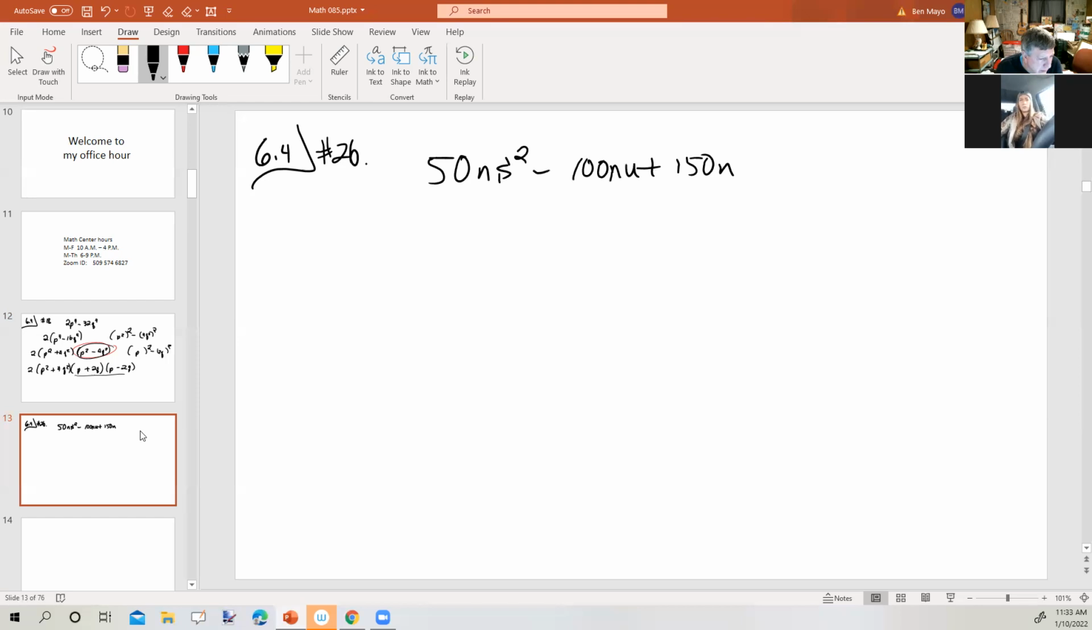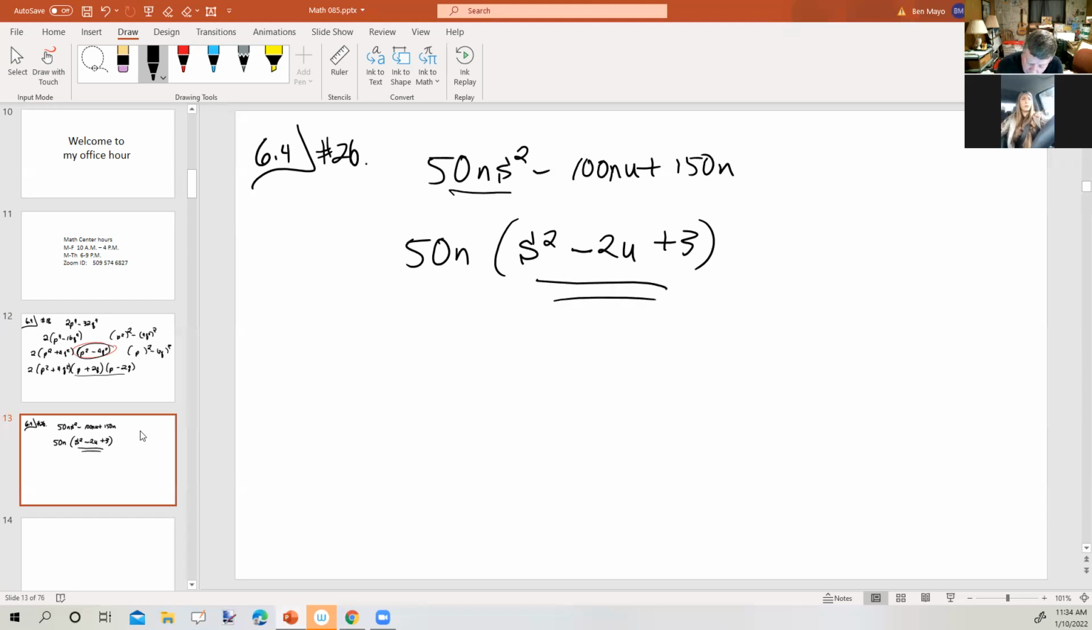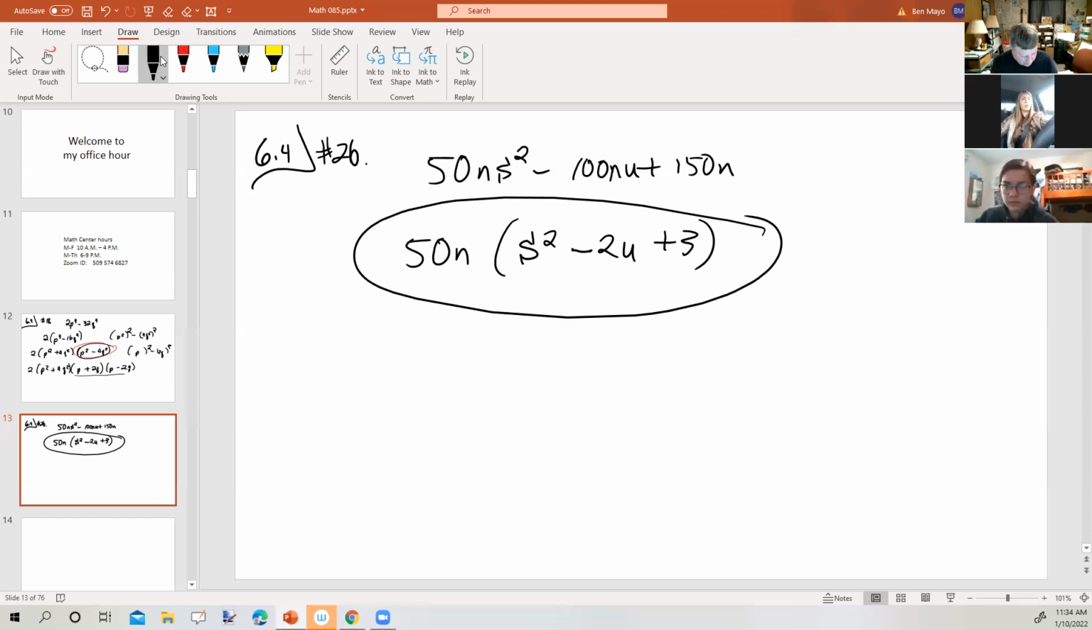Wow. Well, the greatest common factor is 50 in. So we take out 50 in and we have s squared minus 2u plus 3. Now, we can't factor s squared minus 2u plus 3 any further. This is the final answer. What the student who asked about it did, they wrote prime. True, this can't factor any further, but if it was prime, we wouldn't have been able to do anything, and we were able to take out a greatest common factor. So the answer should be this.